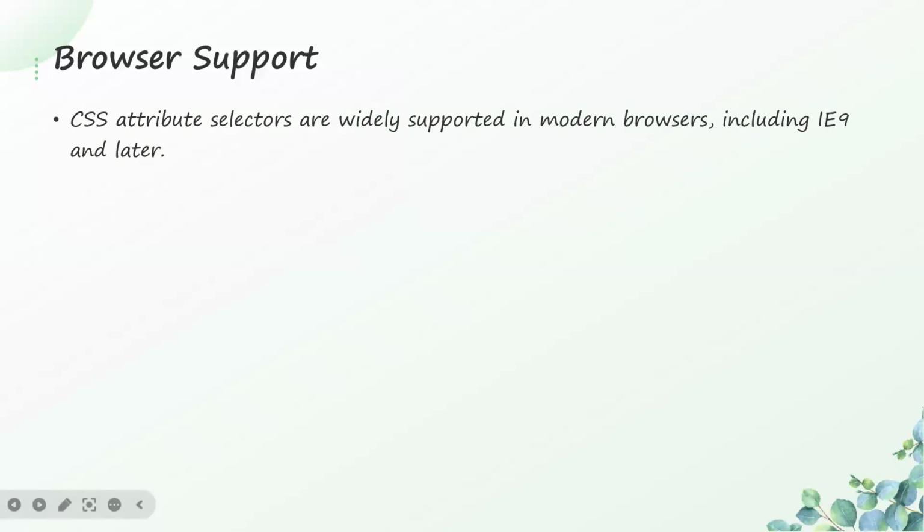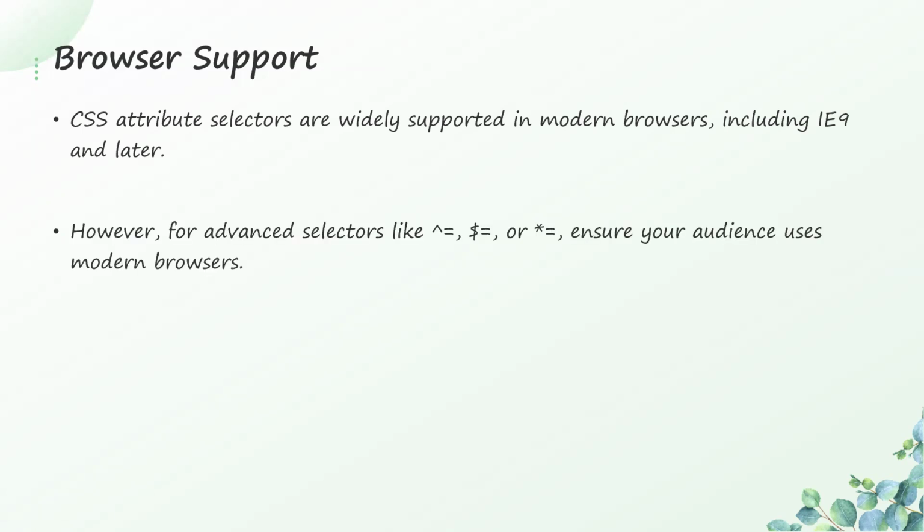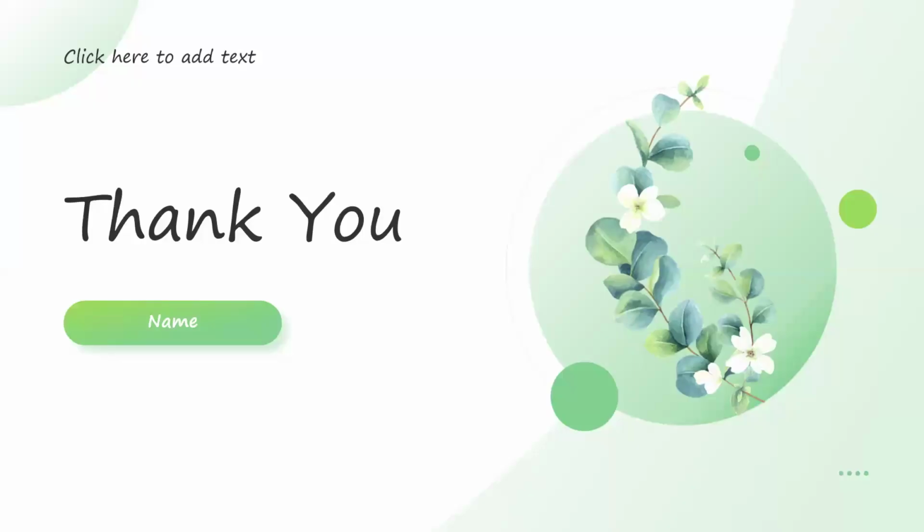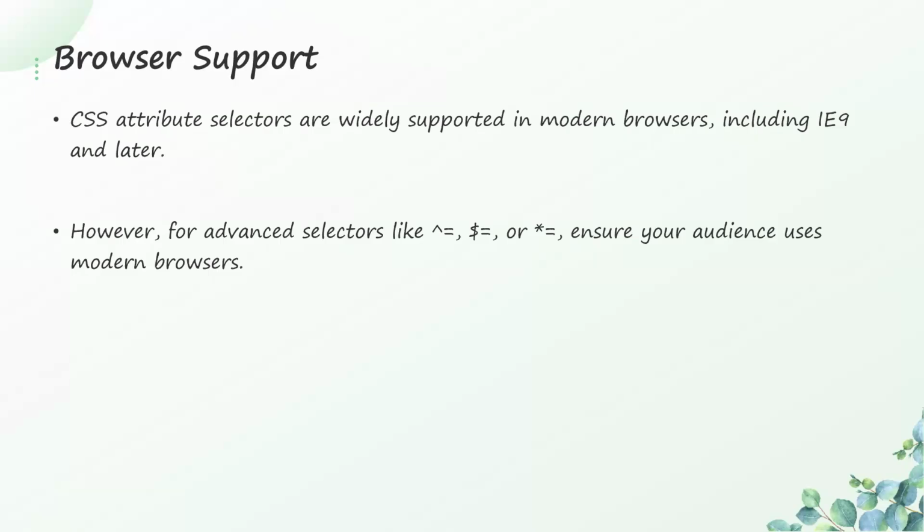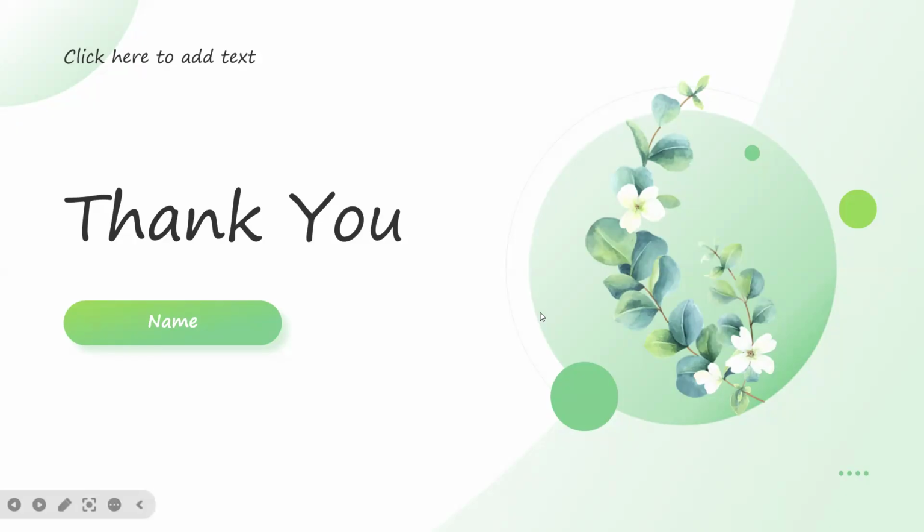So what is the browser support? CSS attribute selectors are widely supported in modern browsers, including IE 9 and later. For advanced selectors like these ones, ensure your audience uses modern browsers. So just ensure that your audience are using modern browsers, okay? And in JavaScript, we are going to teach you how you can make sure that your audience are using modern browsers, okay?